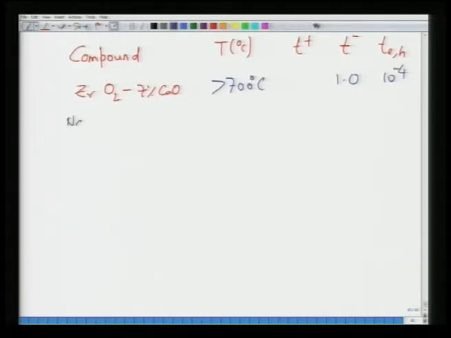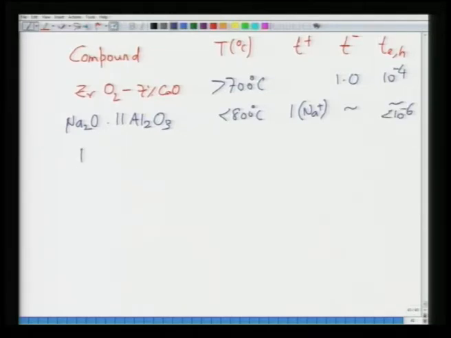In case of beta aluminates, Na2O dot 11 Al2O3, these are called beta aluminates or beta alumina. These operate at much lower temperature as compared to the previous one, and here sodium ions are the most mobile, and t Na plus is almost equal to 1, and the others are almost nil, much smaller than 10 to the power minus 6.